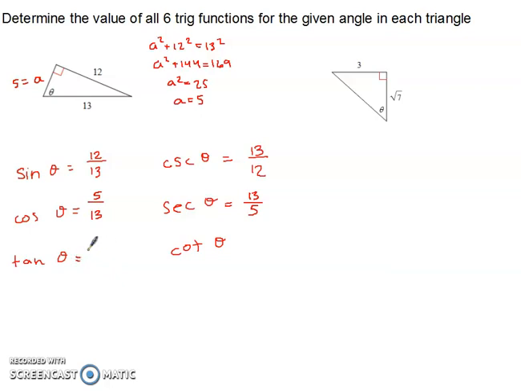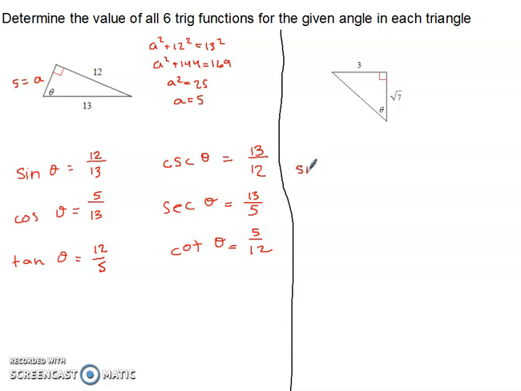Tangent is opposite over adjacent. Well, the opposite leg from my theta is 12. The adjacent leg to my theta is 5. So the tangent function would be 12 over 5, and cotangent would be the reciprocal, which would be 5 over 12. I'll walk us through one more, and then I've got a couple for you to try.